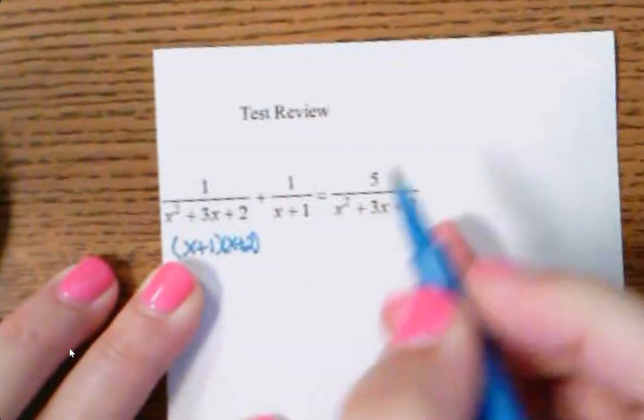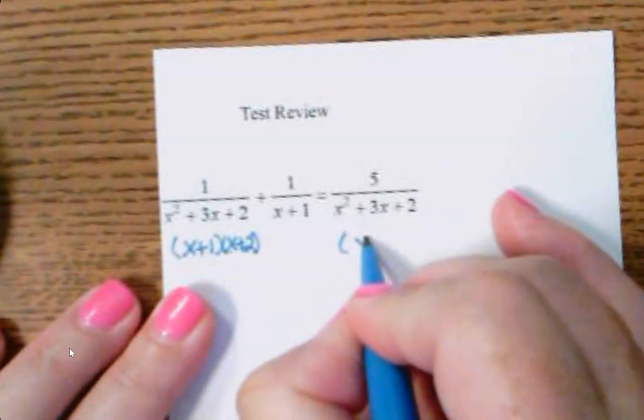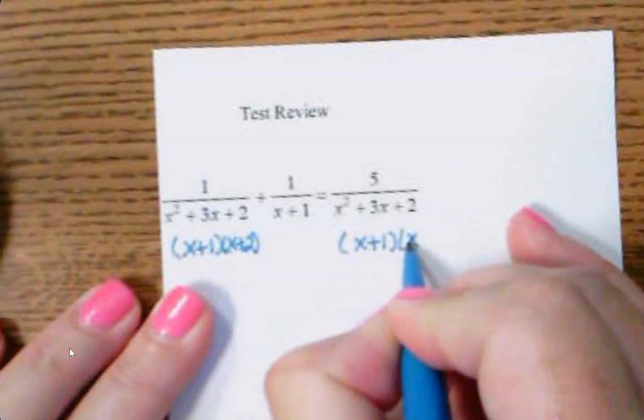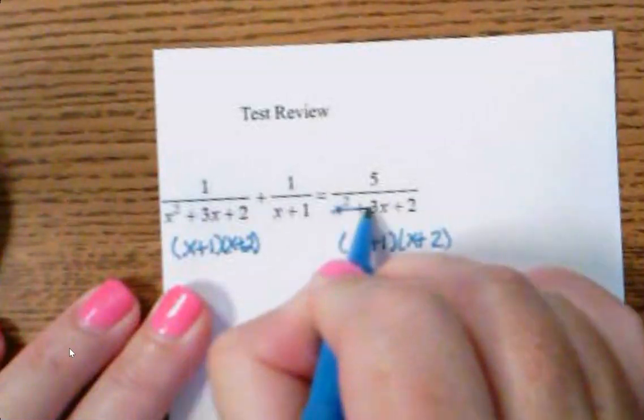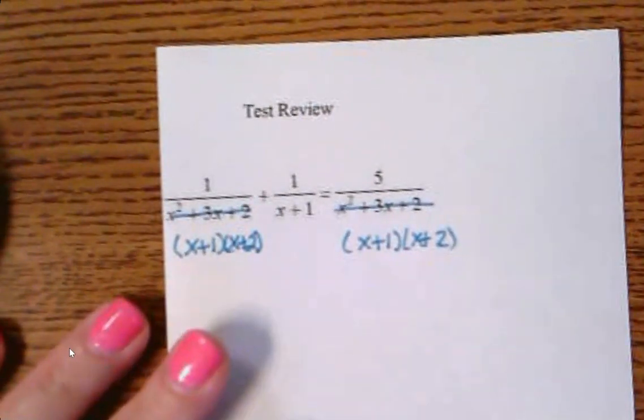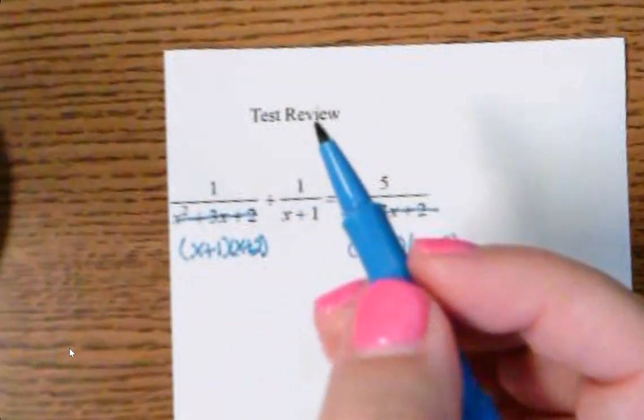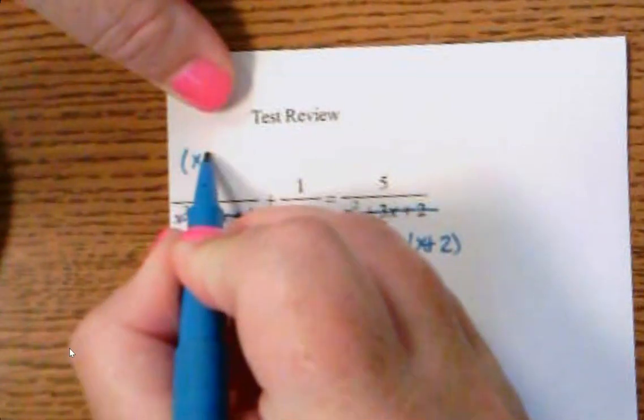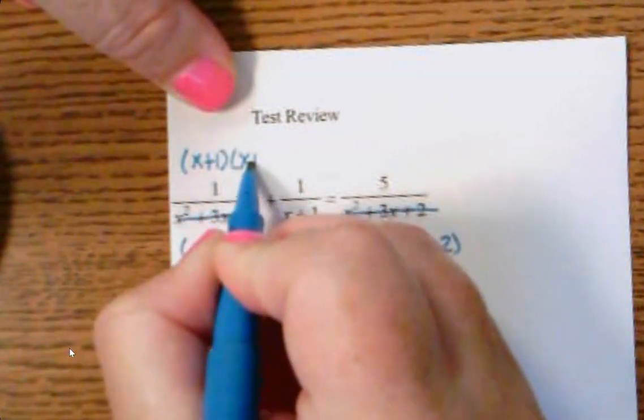And that's right, it is 2. And x plus 2. So I rewrote those denominators. Remember, you're going to multiply everything by that. So it'll be x plus 1, x plus 2.